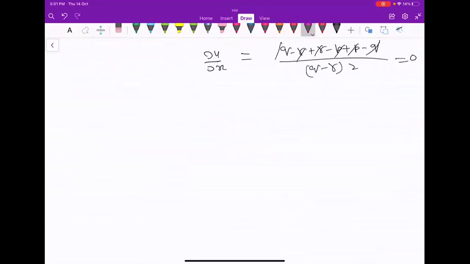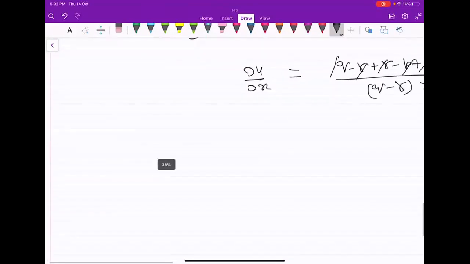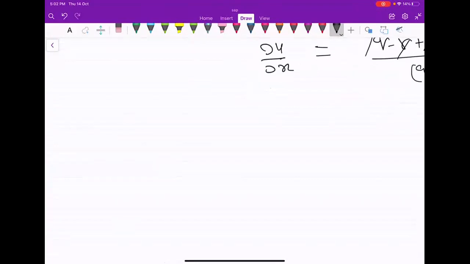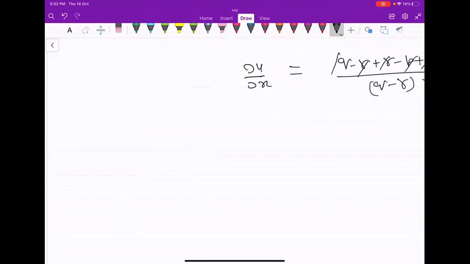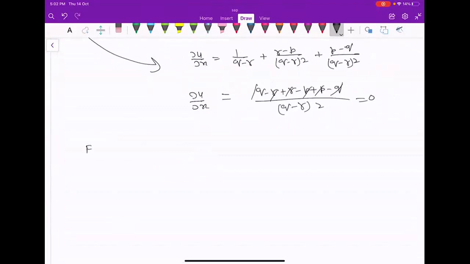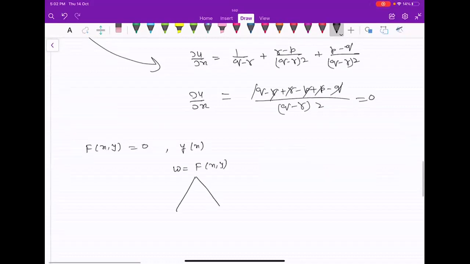Implicit differentiation. Implicit differentiation is similar to the case that you have already done in your 12th class. But here we will explain in terms of function of several variables. So suppose there is a function f(x,y), like f of x y is equal to 0. F is a function of x and y only, and y is the function of x. So w, we can say, is the function of x and y. It is the same as in one dimension.